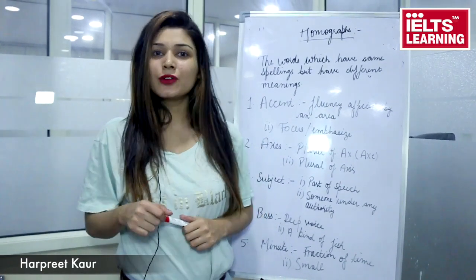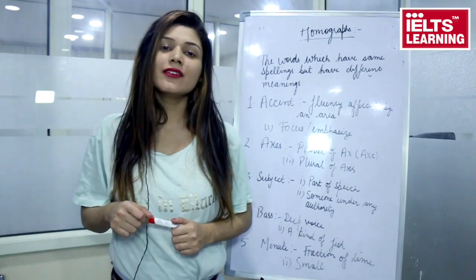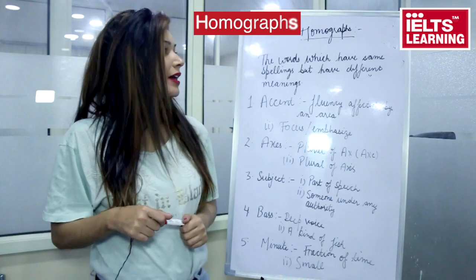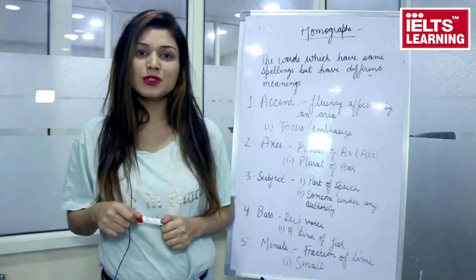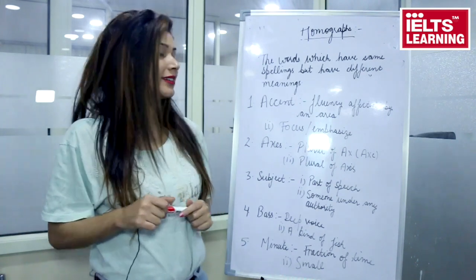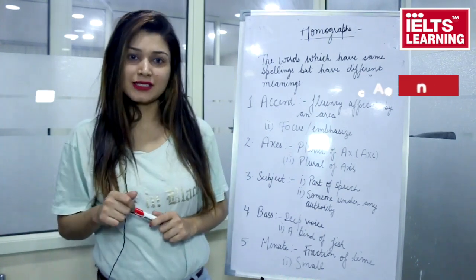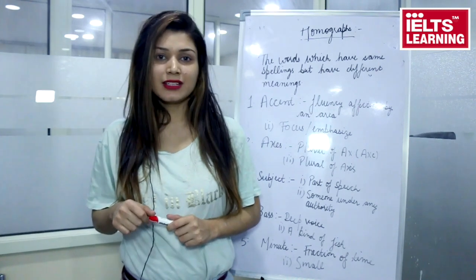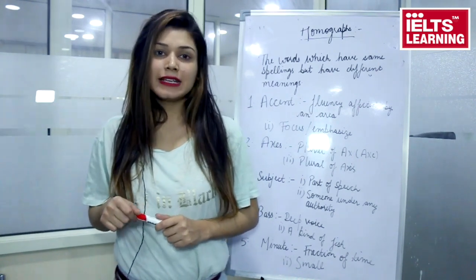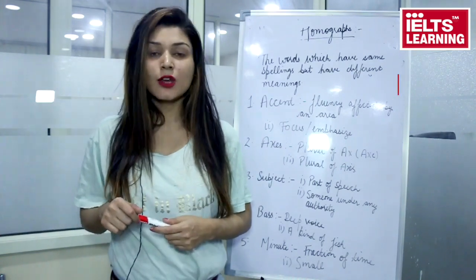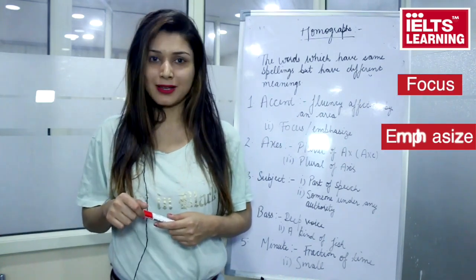Earlier we did a topic, homophones, and today we are going to skip to the topic, homographs. Basically, homographs are words which have the same spelling but different meanings. Let's jump to the first example, that is accent. It means the fluency of a person that is affected by an area. The second thing that can be done by accent is it means focus or emphasize on something.